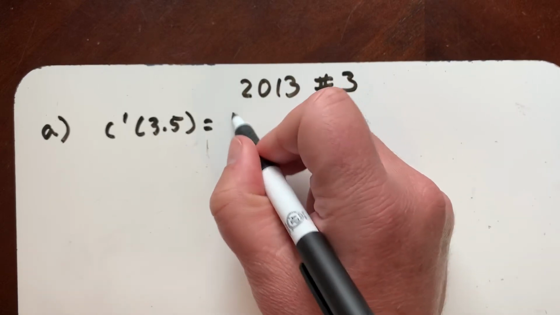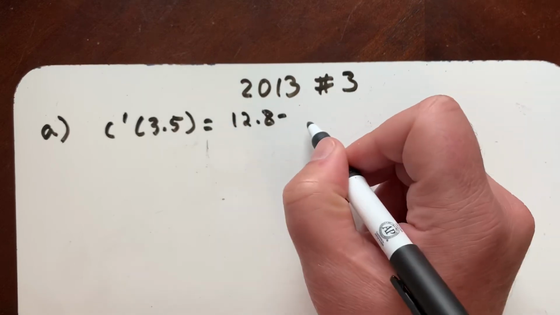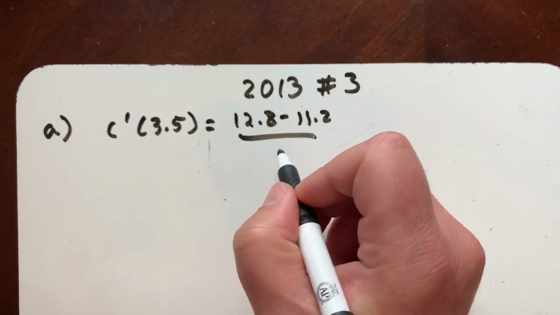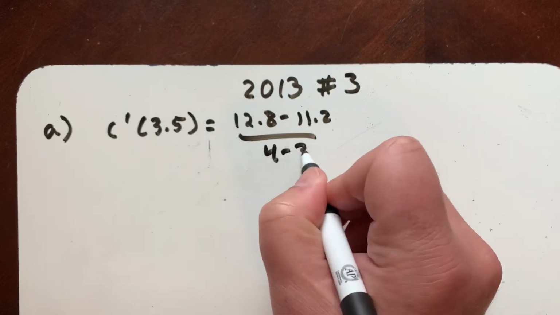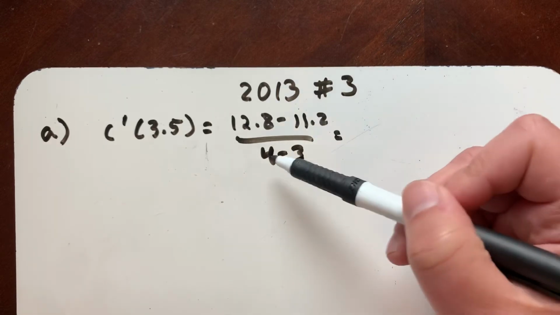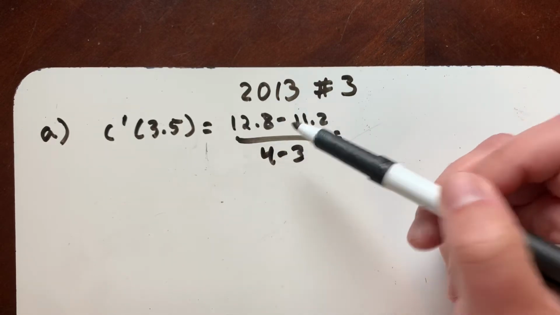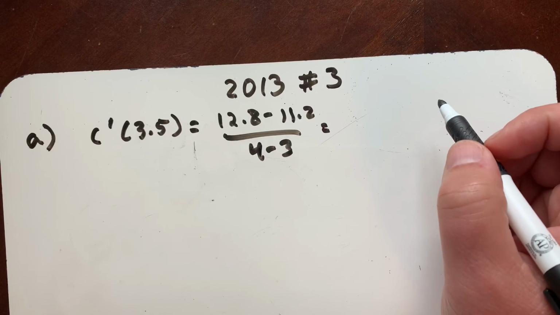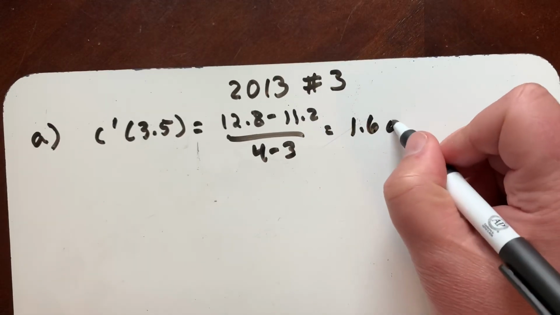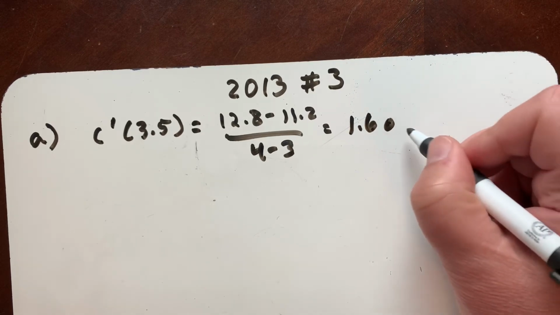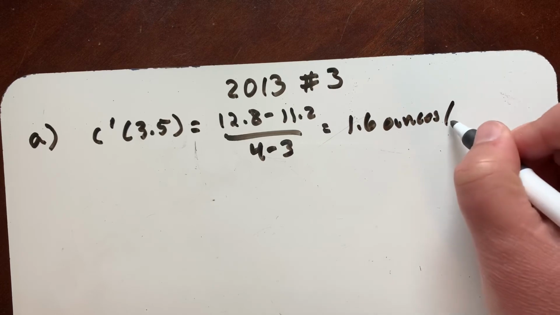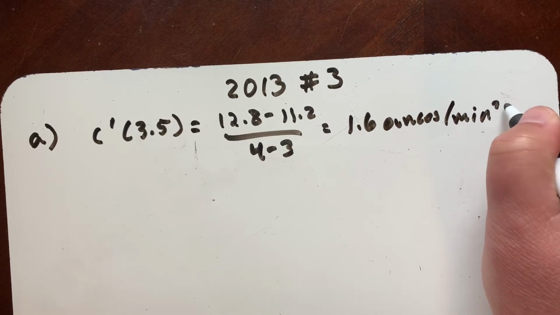So that's going to be 12.8 minus 11.2 all over 4 minus 3. And if you're asking why did we do that, that is actually y2 minus y1 over x2 minus x1. This is slope. That's what we're finding here. So that's going to end up being 1.6 ounces per minute squared.